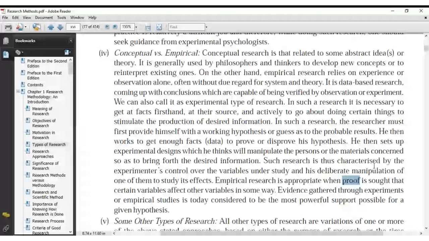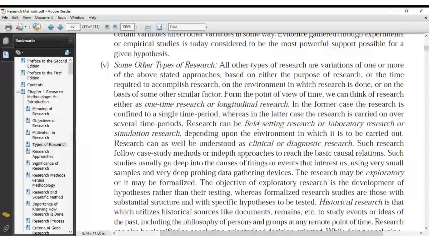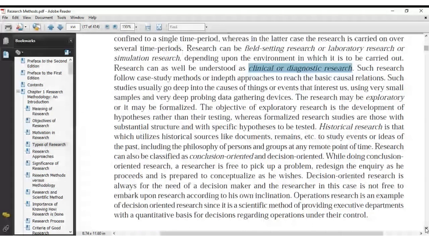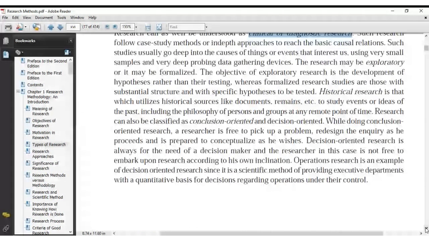Then there are other types of research. You have laboratory research, a research that you perform in the lab. Research that you perform on things that happened way back is called historical research, on history and events that happened. You can have clinical or diagnostic research, the kind of research that happens on patients. There are other kinds of research too, but these are the main ones. So please remember that those are the kinds of research.